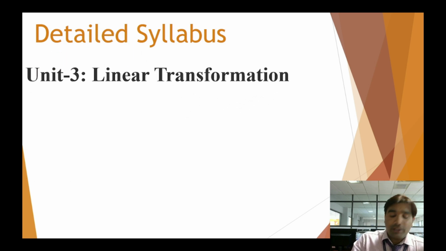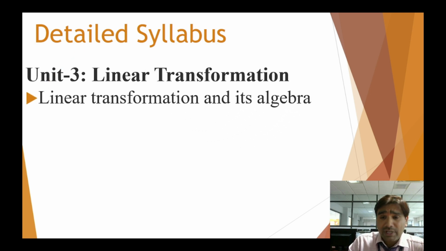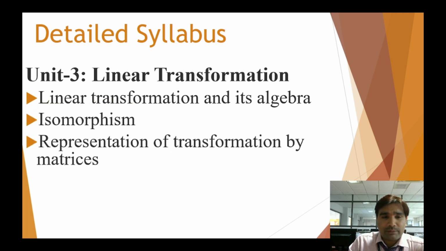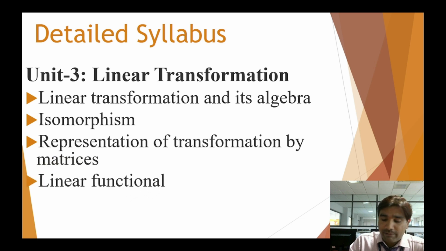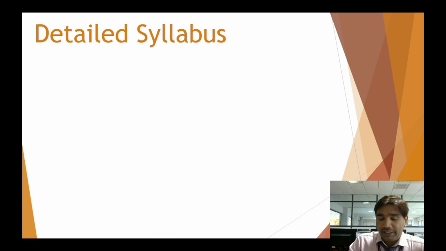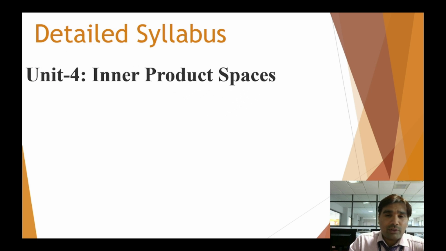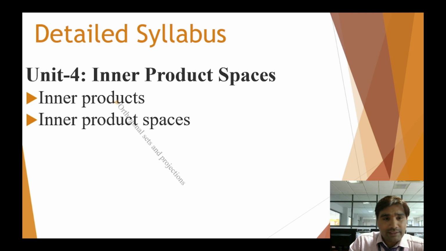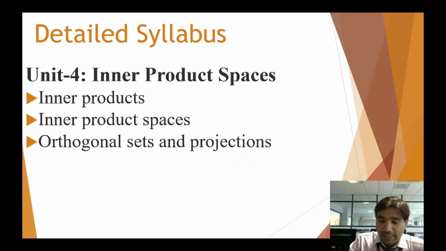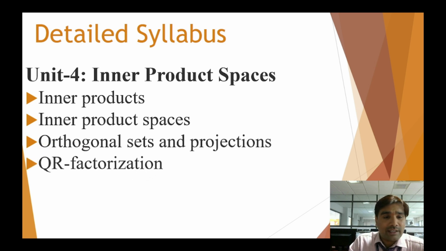Next, in unit 3, that is linear transformation. Here we will be learning linear transformations and their algebra. Afterwards, isomorphism, then representation of transformations by matrices, linear functionals, and inverse linear functionals. Next, in the fourth unit, inner product spaces. Here, inner products and inner product spaces. Next, orthogonal sets and projection. Here we have the Gram-Schmidt orthogonalization, the process to find the orthogonal basis. Next, QR factorization.